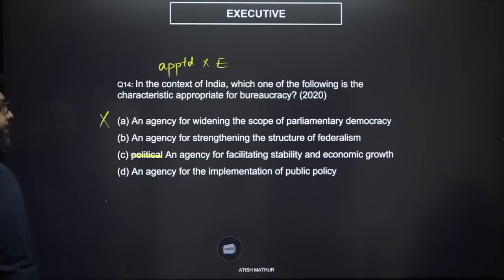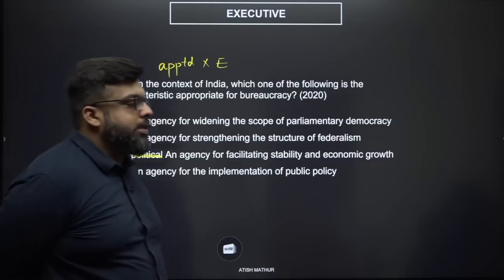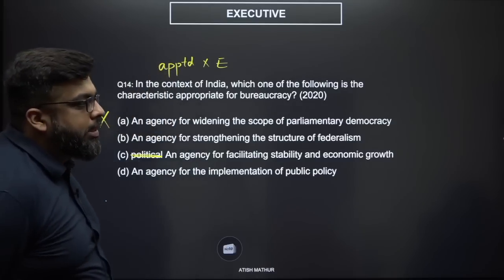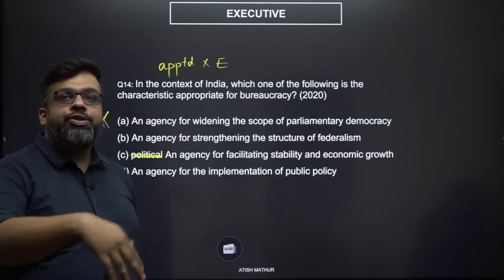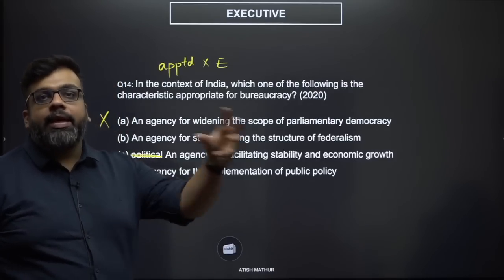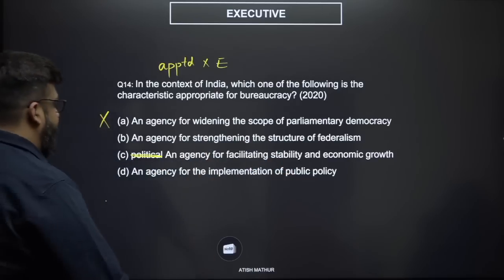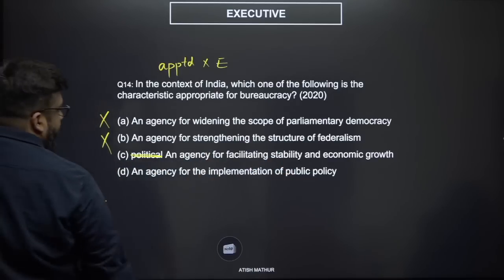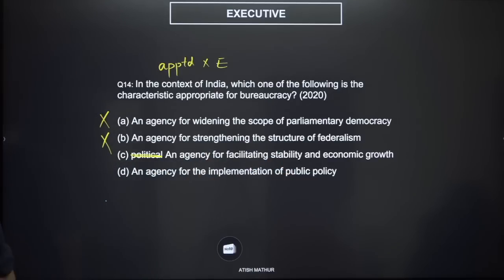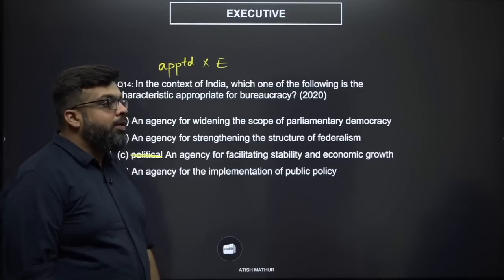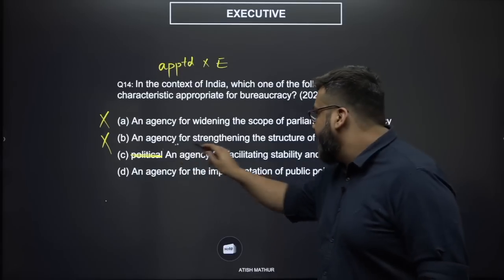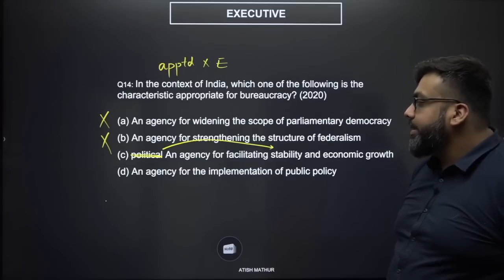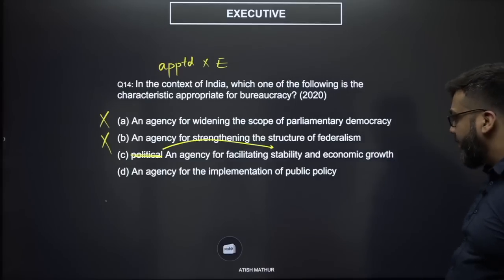Doesn't seem like it. An agency for strengthening the structure of federalism. To strengthen the structure of federalism, either the parliament is going to make a law for it, or the judiciary is going to pass a judgment giving the federal units certain powers. Doesn't seem like it. An agency for facilitating stability and economic growth. Now, stability would also mean political stability. That is why the word had to be here. An agency for facilitating political stability and economic growth.